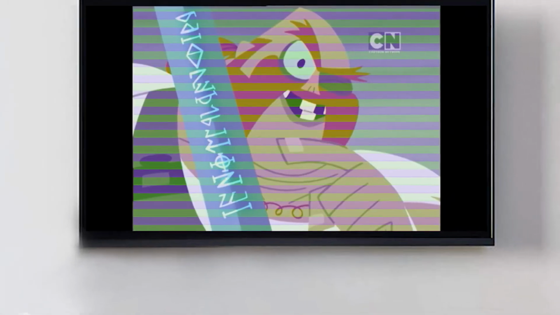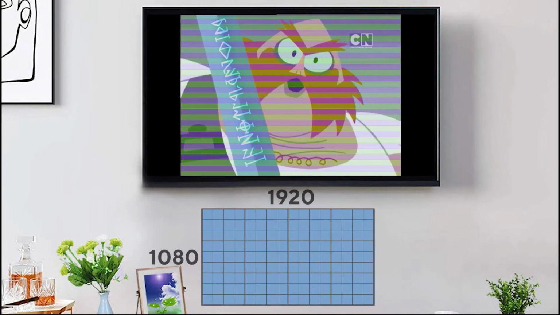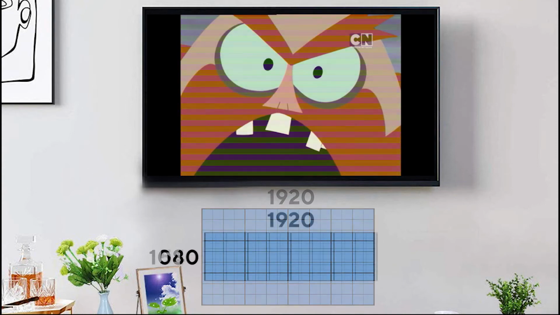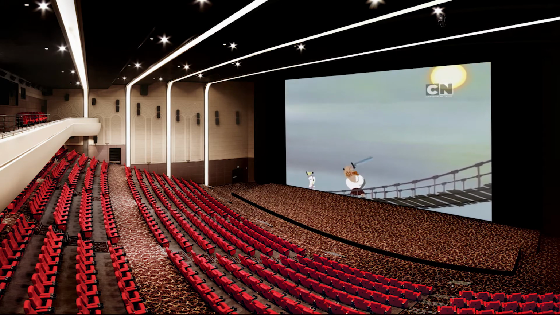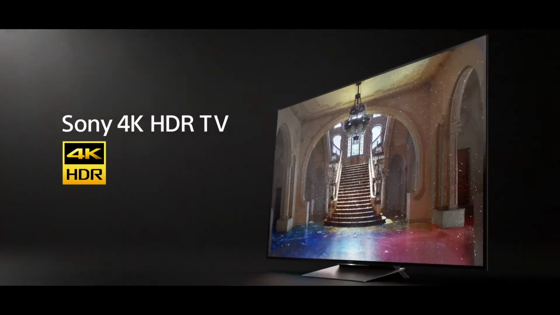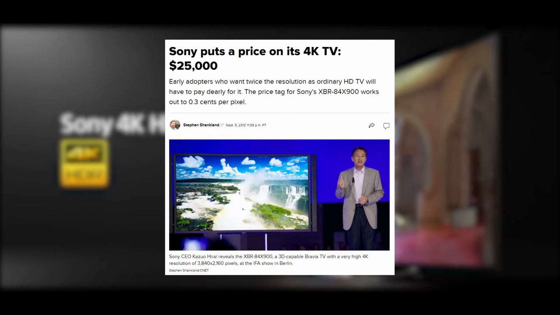If you're watching a movie on a 1080p display for example, instead of viewing it in 1080 by 1920 resolution, you're viewing it in 540 by 1920. This is a lot less of an issue when you're at a cinema with multiple 4K projectors or even watching a TV with above Full HD resolution, but those were extremely rare and expensive at the time.